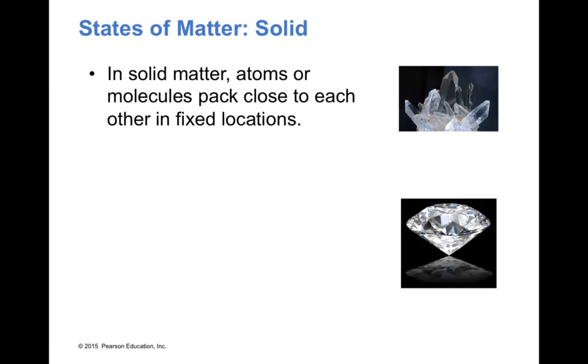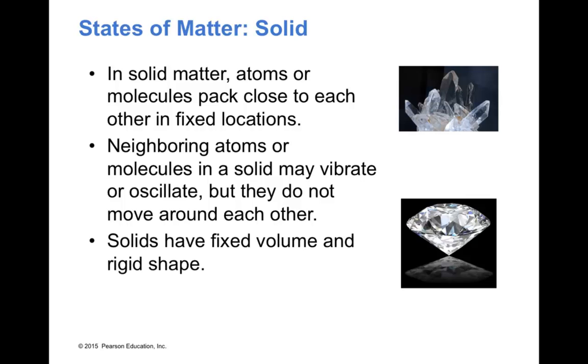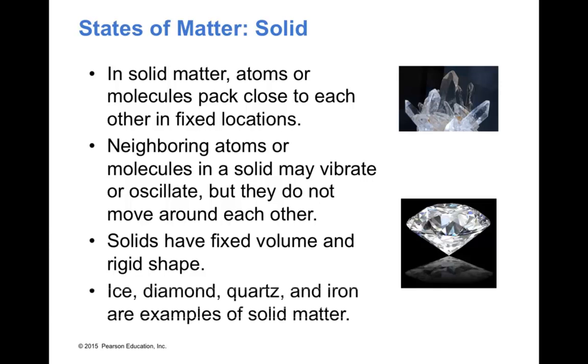In solid matter, atoms or molecules pack close to each other in fixed locations. Neighboring atoms or molecules in a solid may vibrate or oscillate, but they do not move around each other. Solids have fixed volume and rigid shape. Ice, diamond, quartz, and iron are examples of solid matter.